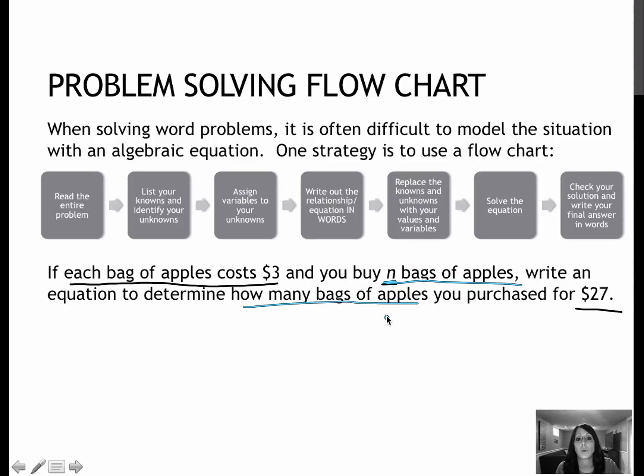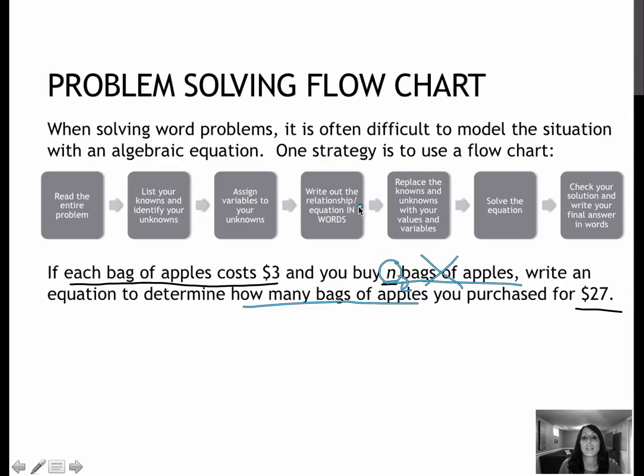And as you do more and more questions, it won't give you this part, and you'll have to make that part up yourself. Our next step is to assign variables to our unknowns. So here, they've already assigned this variable for us. N represents how many bags of apples. Sometimes we'll have to do that step ourselves. In this case, we did not.